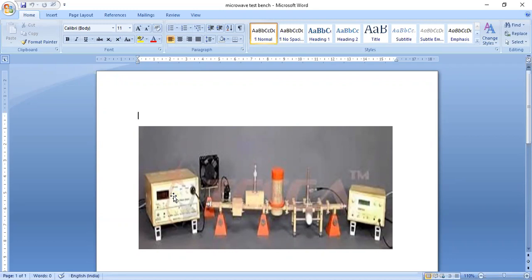First, before switching on the power supply, you have one box, that is the reflex klystron power supply. In that, various knobs are available. Your main concentration should be on beam voltage and repeller voltage. Before switching on the power supply, repeller voltage should be in minimum position. So now switch on the power supply.